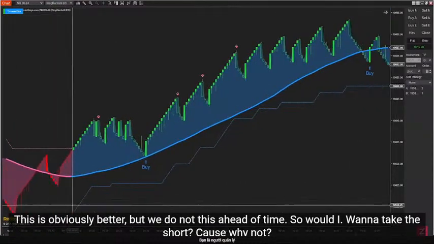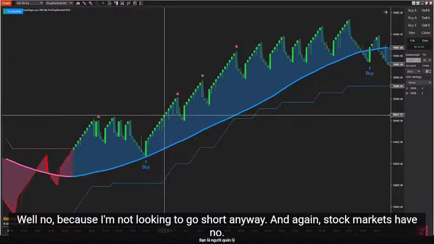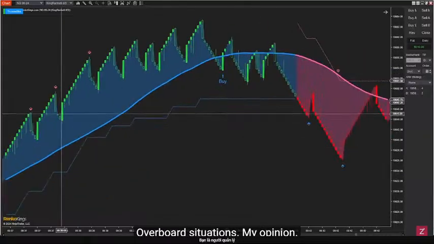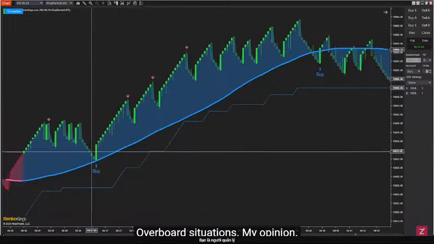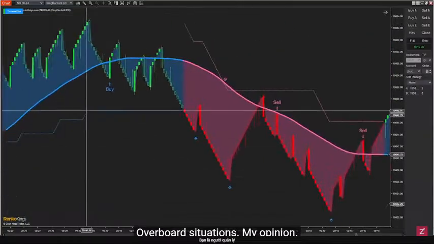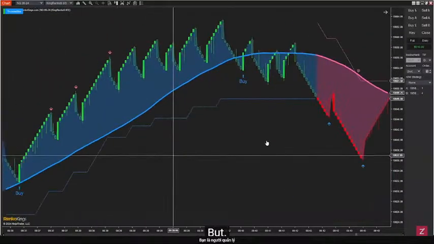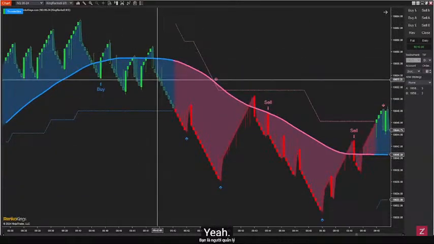This is obviously better, but we don't know this ahead of time. So would I want to take the short? Because why not? Well, no, because I'm not looking to go short anyway. And again, strong markets have no overbought situations, in my opinion. But here it is, the move. And here is, again, just to show you the first signal. The first signal is better than the second. That's why I only go for the first. I do not go for the second.